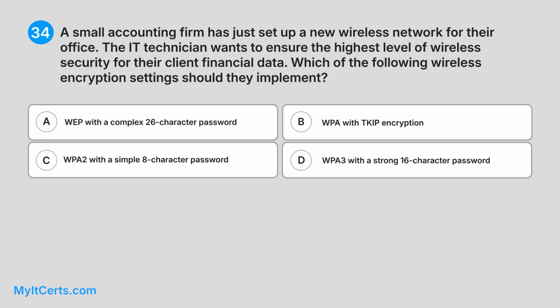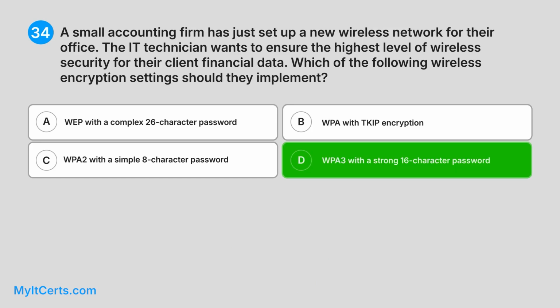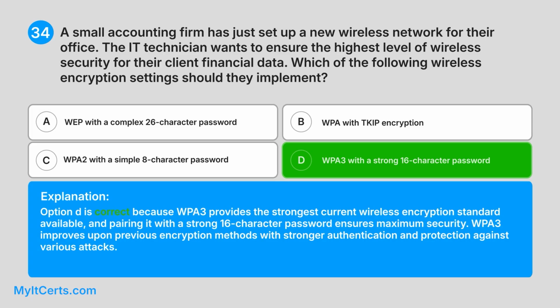Correct answer. D. WPA3 with a strong 16-character password. Explanation. Option D is correct because WPA3 provides the strongest current wireless encryption standard available, and pairing it with a strong 16-character password ensures maximum security. WPA3 improves upon previous encryption methods with stronger authentication and protection against various attacks.